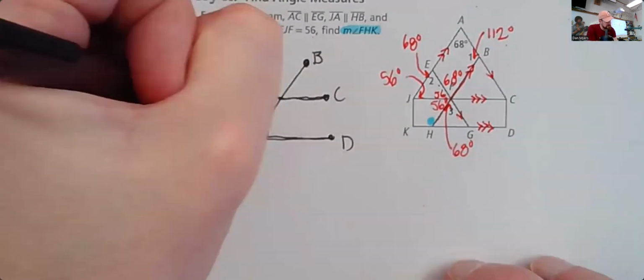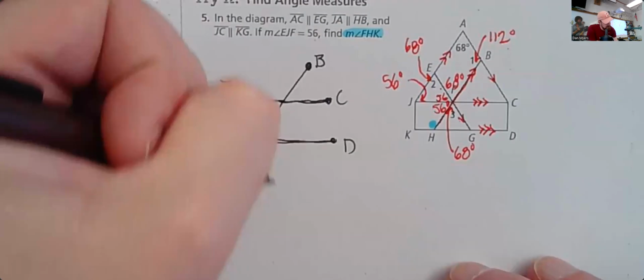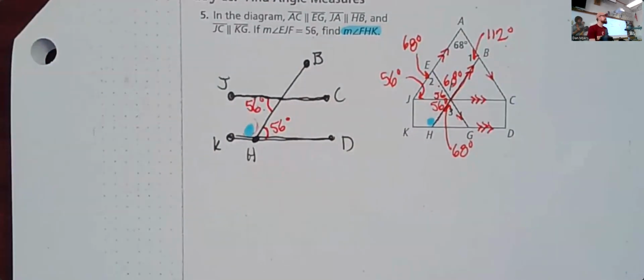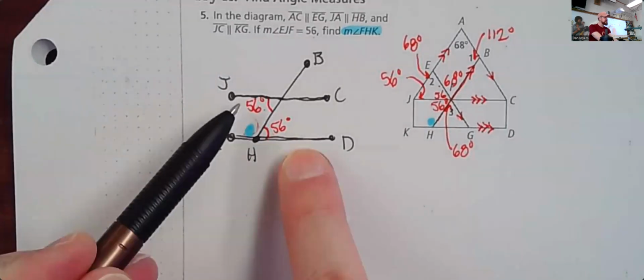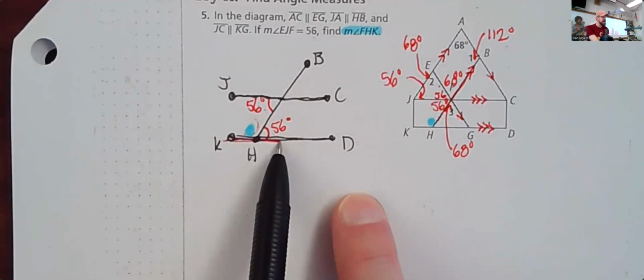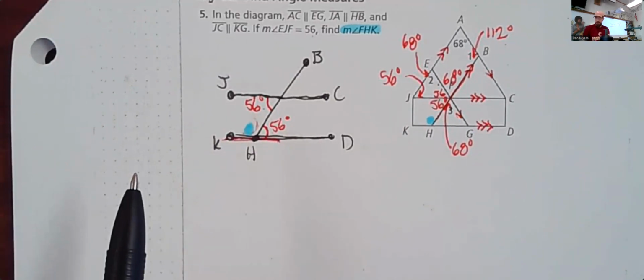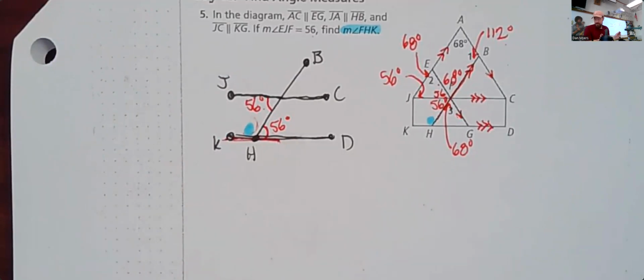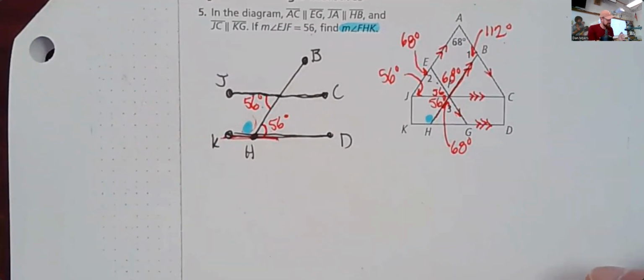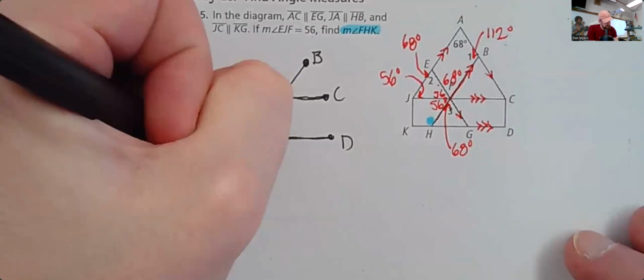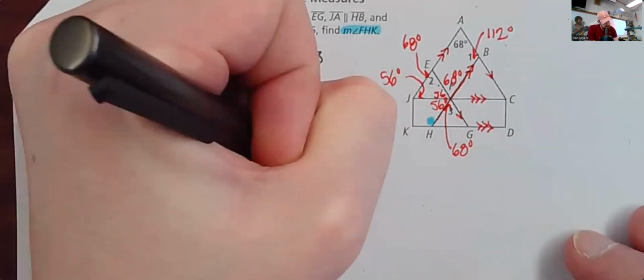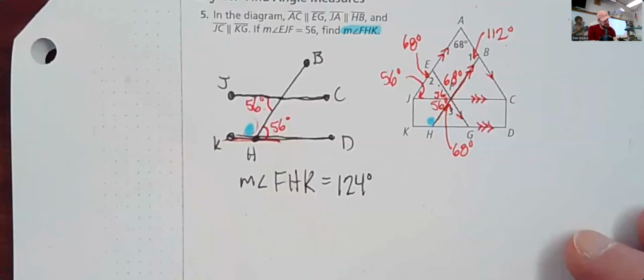Okay, if this one is 56 right there, this one down here also has to be 56. Take a look. Those two are 56. These two are a linear pair, which means they add up to 180. So the last step, take away 56 from 180. 124. So the measure of angle FHK equals 124 degrees.